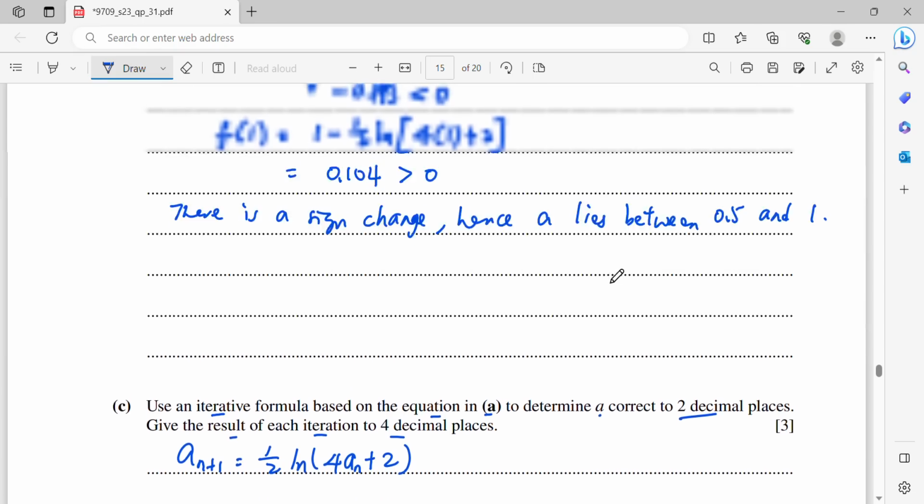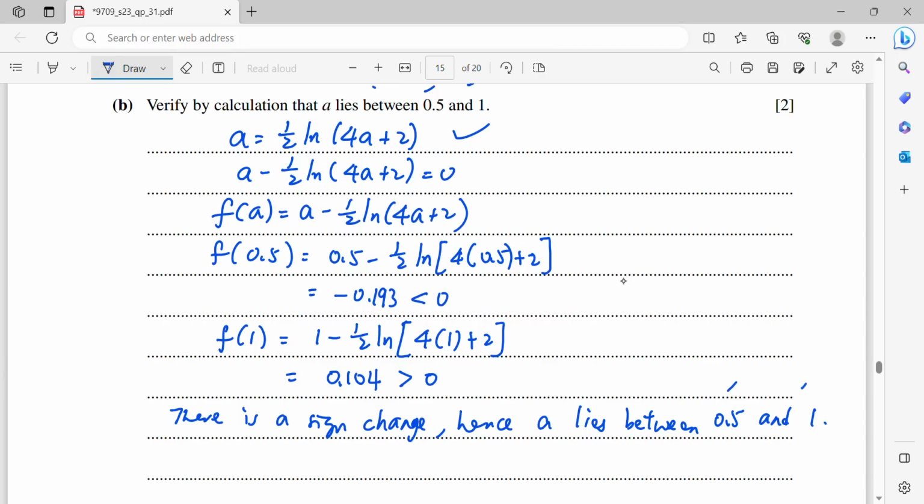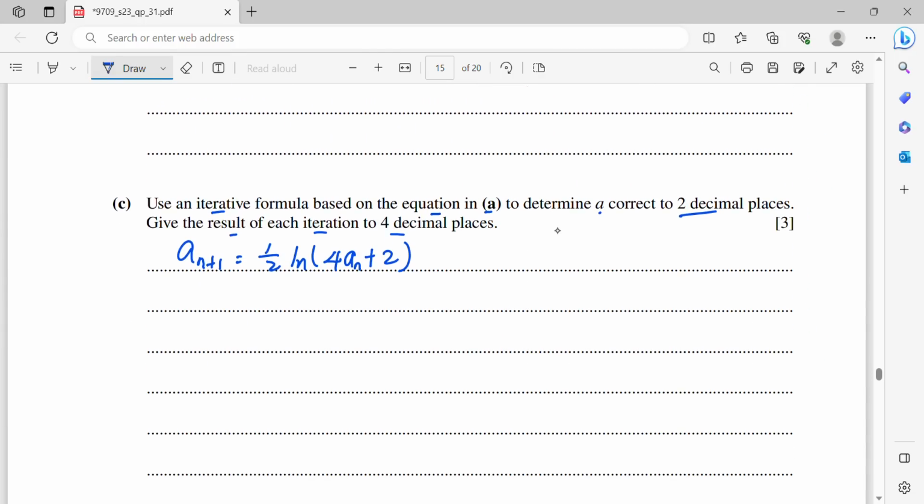Now, since just now we have proven that the a lies between 0.5 and 1, your initial a, which means a naught, you can choose 0.5, 1 or any numbers in between the two values. So I will always choose a mid value, the middle point of 0.5 and 1. That is 0.75. Alright, you are free to choose any initial a. So when a naught is 0.75, now my a1 is half of ln 4 brackets 0.75 plus 2, and the answer is 0.8047. So each iteration 4 decimal places.